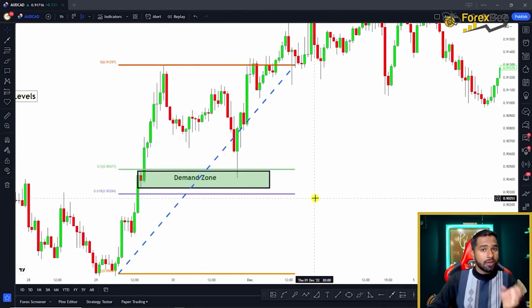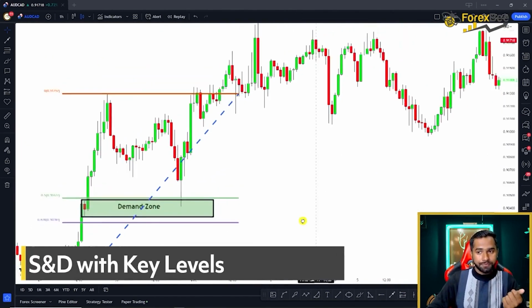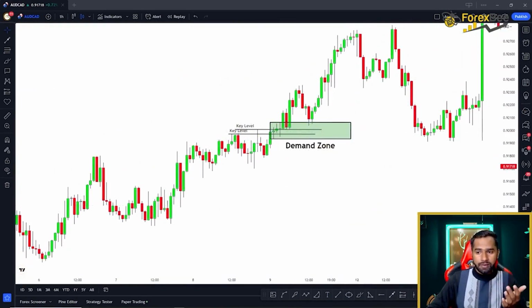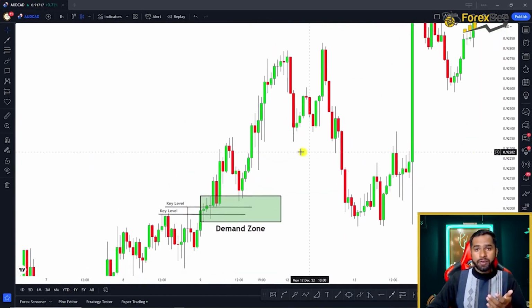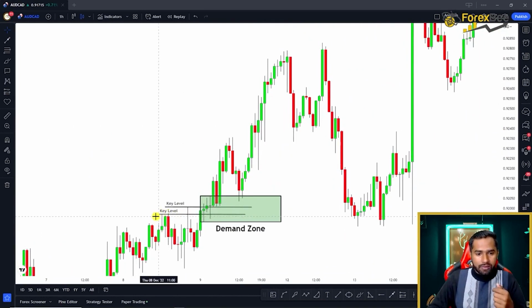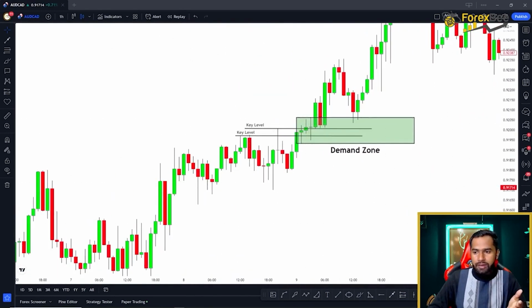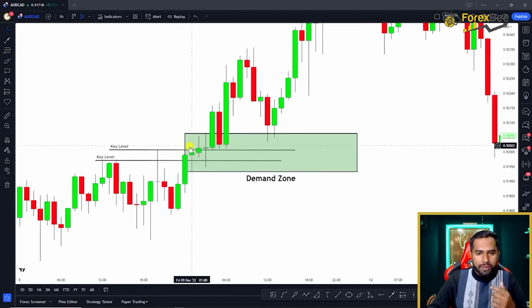Now let's talk about the other confluence that you can use along with the supply and demand zones. That other confluence is the formation of key levels. A key level is any level that is important for price action. If we look at this key level, first of all, let's look at this bullish move. Here we can see that within this bullish move, there is the formation of this rally base rally demand zone.